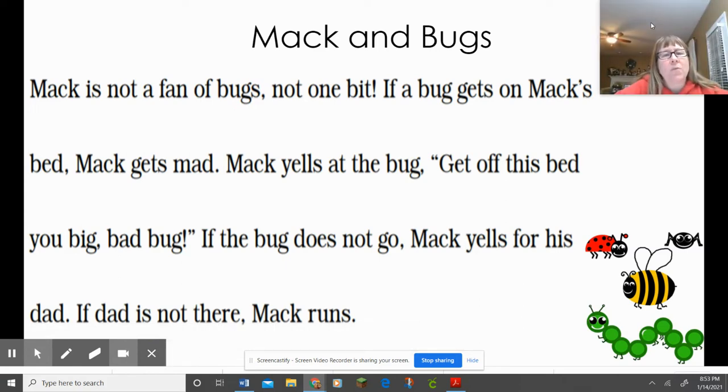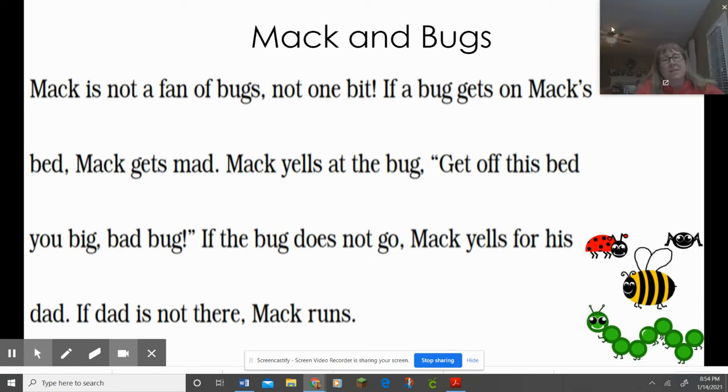Let's see. I want you guys to see if you can read the first sentence. After you've read the first sentence, give your teacher a thumbs up. Let's read it together and see if you're right, okay? Mac is not a fan of bugs, not one bit. Everybody say that with me. Mac is not a fan of bugs, not one bit.